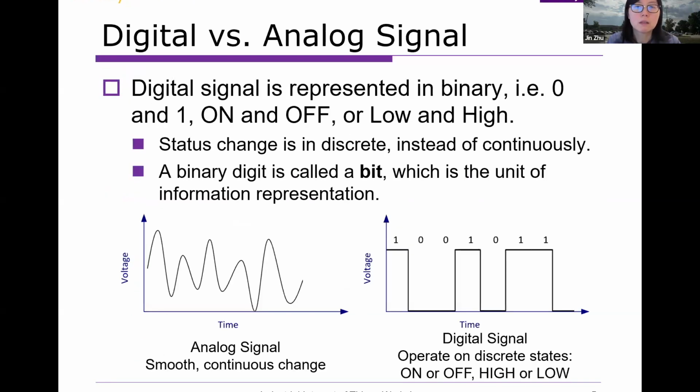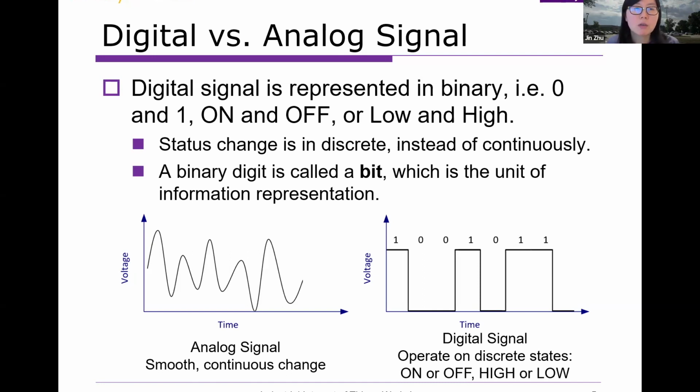So signals can generally be divided into 2 different types, analog and digital. The difference between those 2 types of signals can be seen in this figure. In this figure, we can see analog signals have smooth, continuous change, while the digital signal operates on discrete states. Typically like on, off, high or low, and typically represented using 1s and 0s, or in binary. Not like decimal, where we have digits between 0 to 9, but binary only has 2 different digits, 1 or 0.